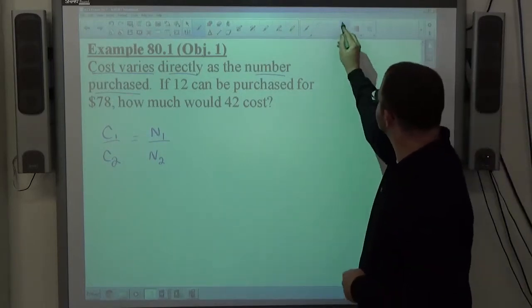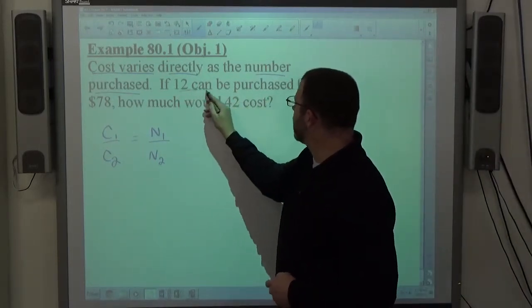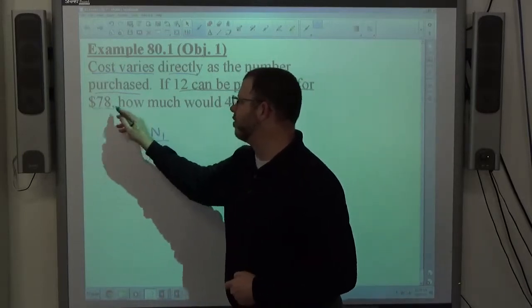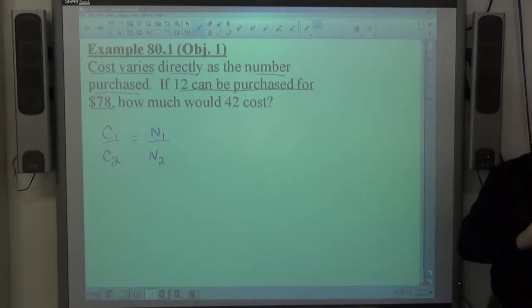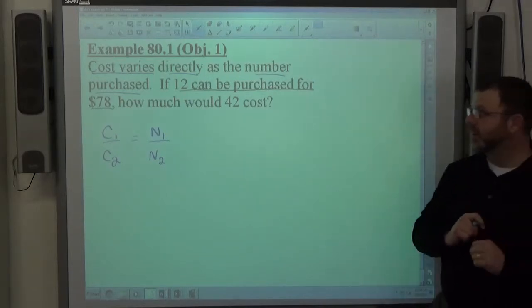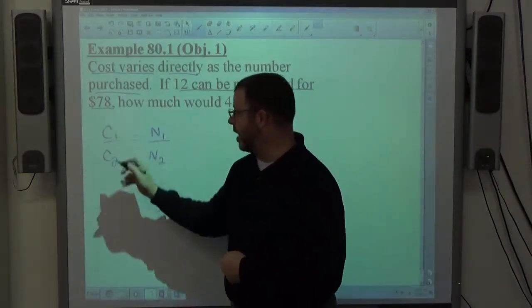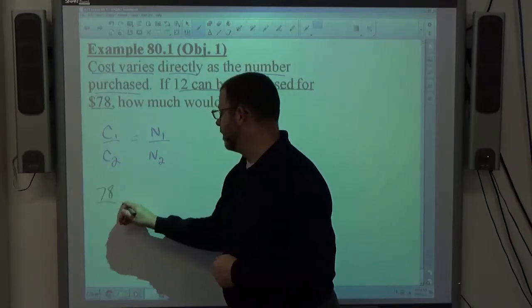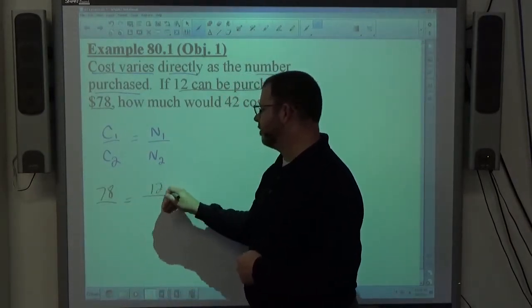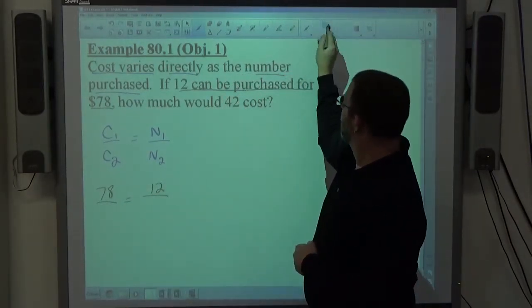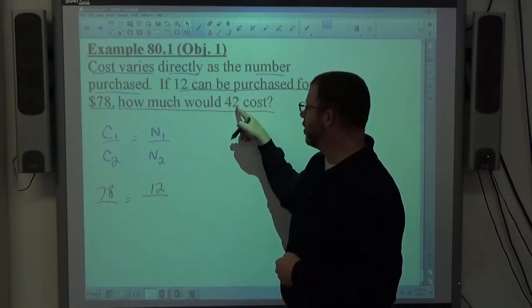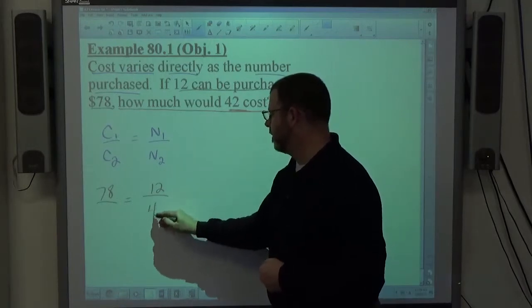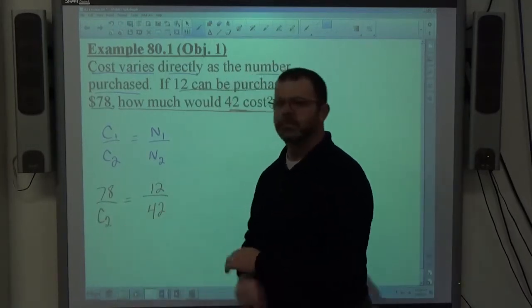So it says 12 can be purchased for $78. All right? So that's C1 and N1, right? Which one's which? C1 is 78. So cost is $78, and number purchased is 12. And how much would 42 cost? So again, we're purchasing 42. How much would it cost?